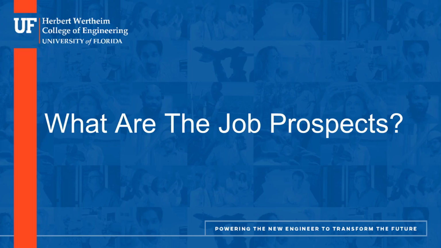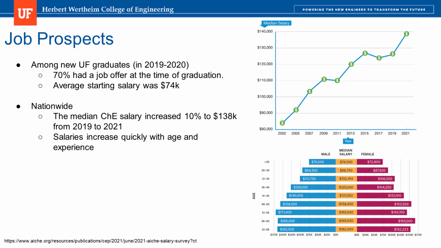Finally, let's conclude the video by discussing potential job prospects. According to the 2020 University of Florida graduation survey, 70% of UF chemical engineering graduates held a job offer at the time of graduation. The average starting salary was $74,000. Although salary should not be the only reason why you choose chemical engineering, it's worth noting that chemical engineers are generally paid very well, owing to their marketable skills and ability to think critically.